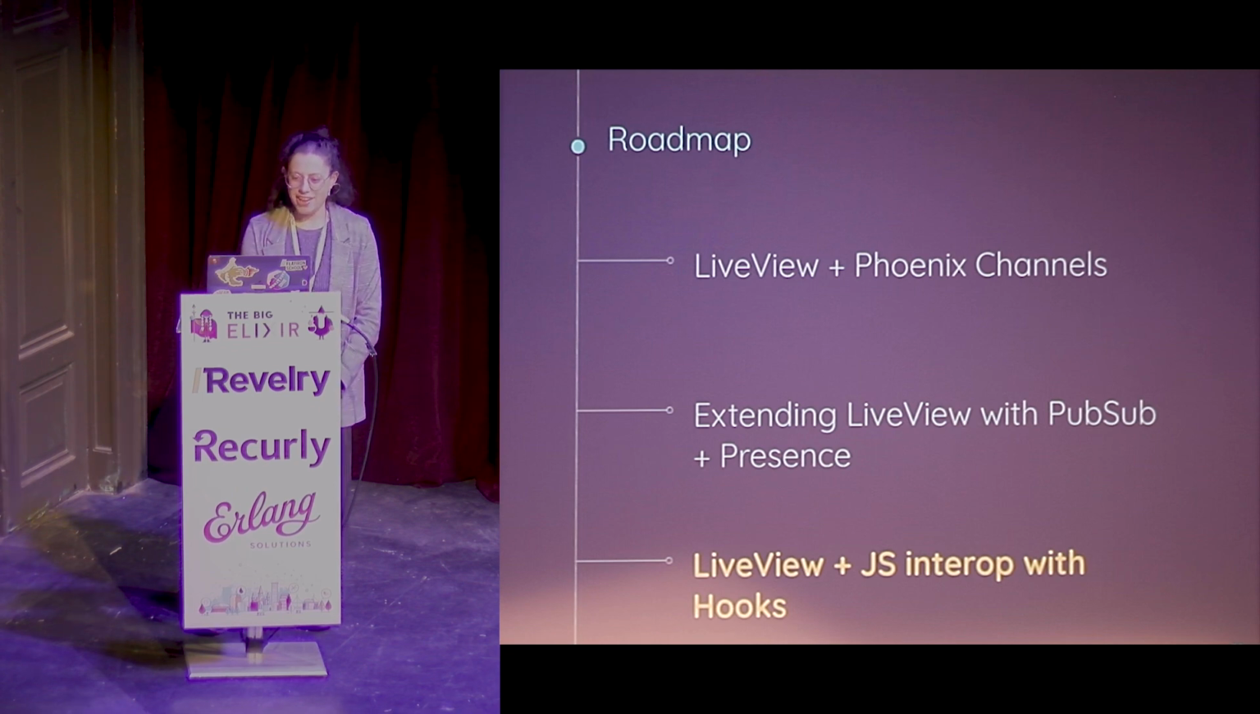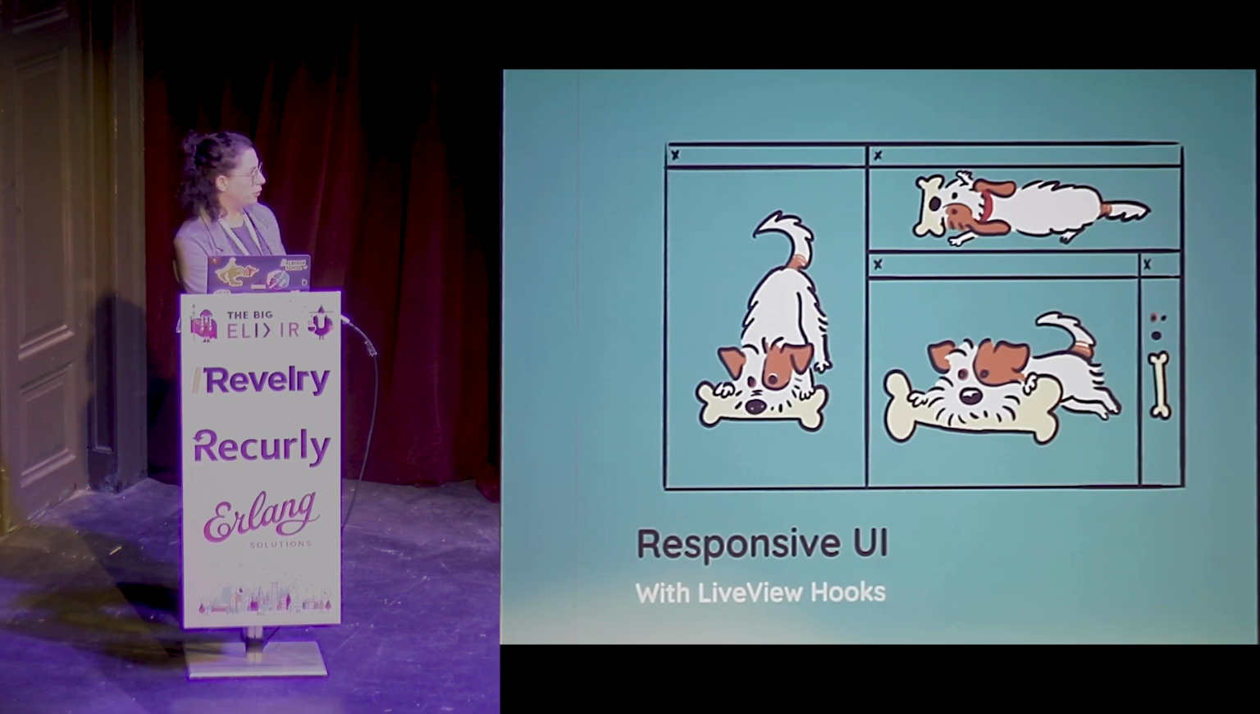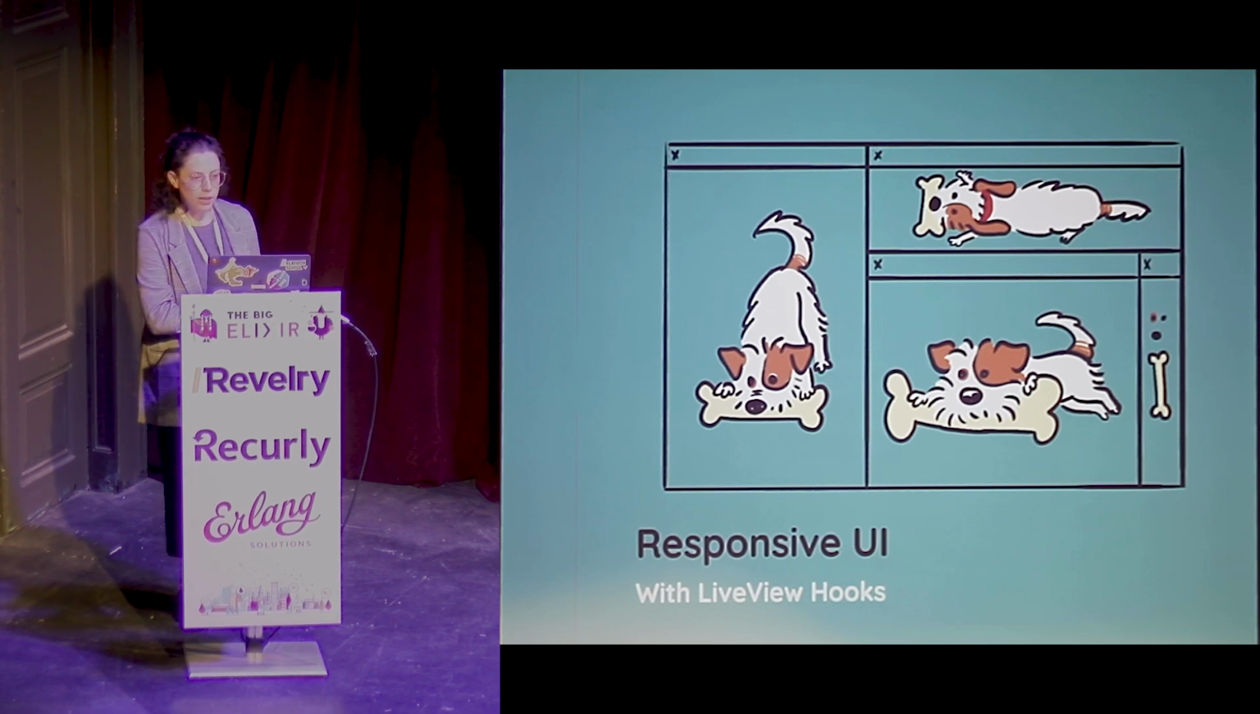Okay, so LiveView and JS interop happens via a feature called LiveView hooks, and we're going to dive into this last topic via the last of the 3 features our chat app needs to implement, which is a responsive UI. Before we actually talk about this feature and how to implement it, I want to describe a problem that we have.